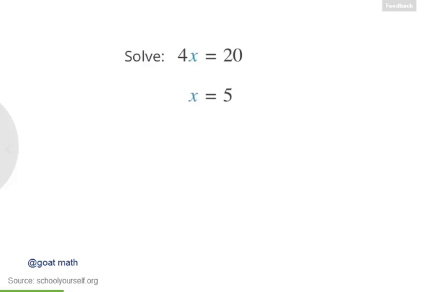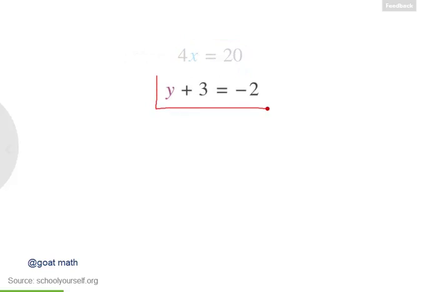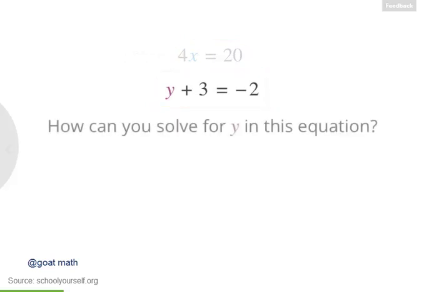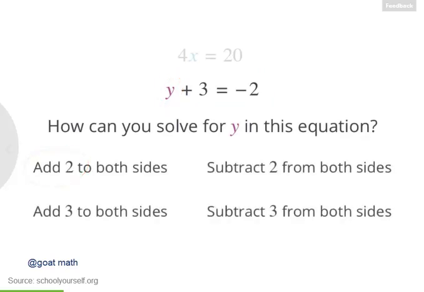So you can guess different answers and check to see if they work. But let's come up with another way to solve equations like this one. First, consider the equation y plus 3 equals negative 2. What step can you take to solve for y in this equation? Should you add 2 to both sides, subtract 2, add 3, or subtract 3? And click here if you're not sure.